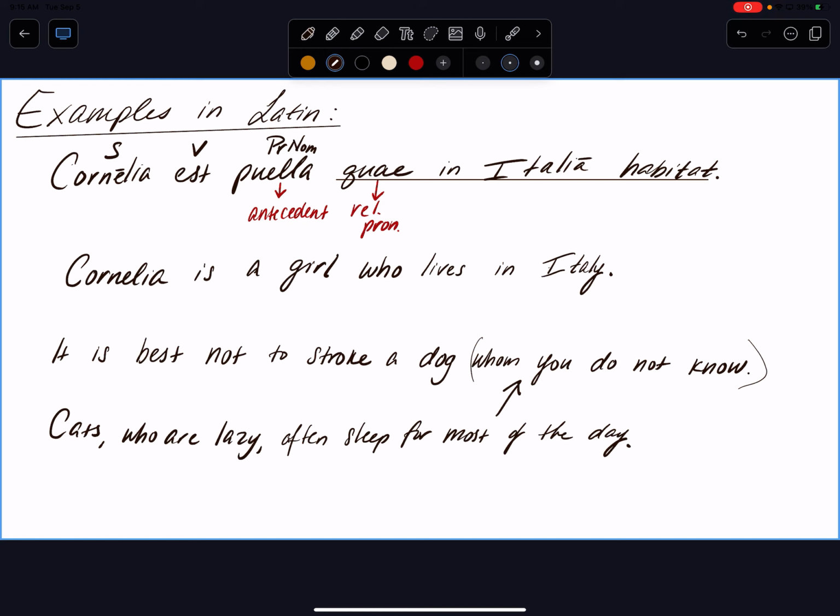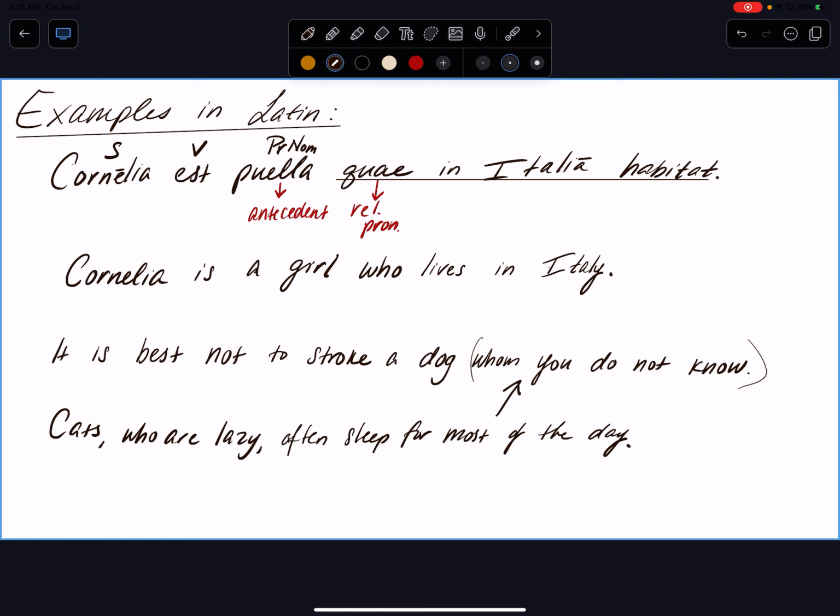Essential or non-essential? It is essential. Students who concentrate in class often do better on tests. Oh, because you're specifying which students, not all. Yep. So you don't need commas for that one because it's essential. Could you still add commas? I don't think so, grammatically, because it's "students who concentrate."